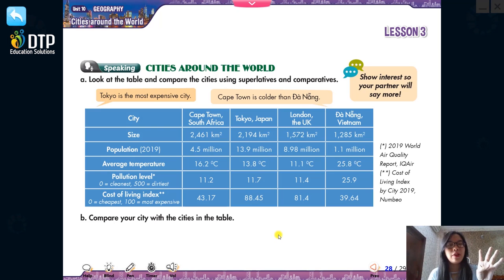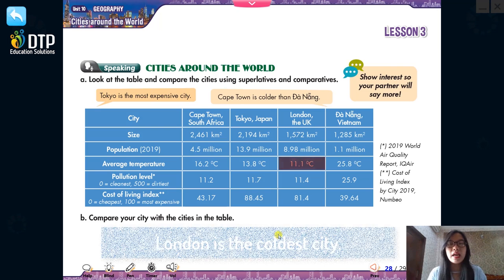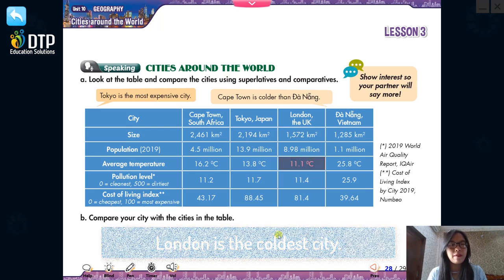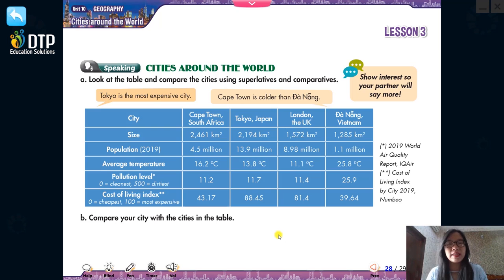5, 4, 3, 2, 1. Time's up. So the answer is London, right? So you may say, London is the coldest city. Now, how about the pollution level? Which city is the most polluted? Or which city is the dirtiest?